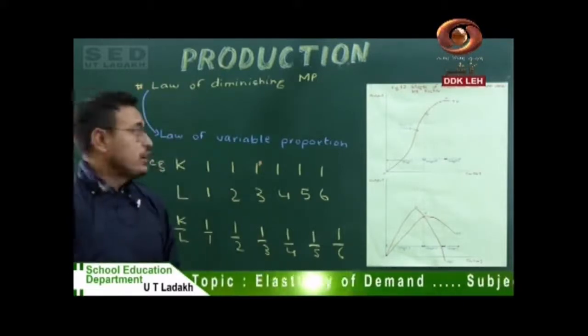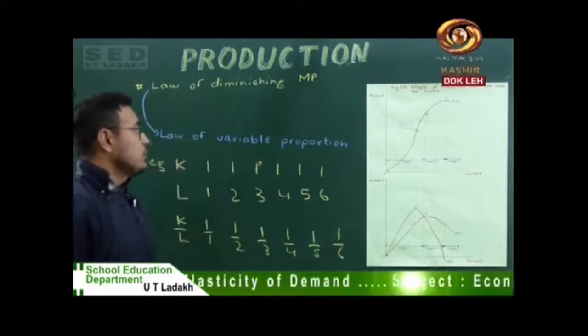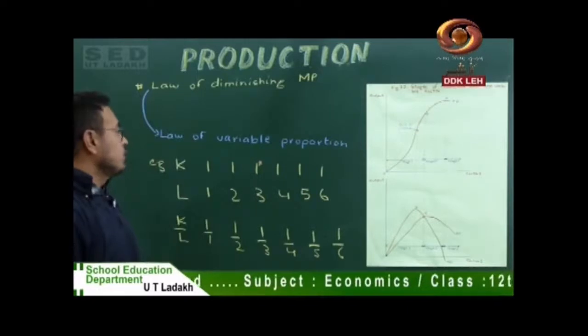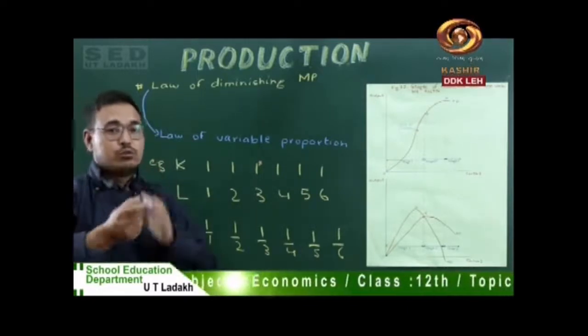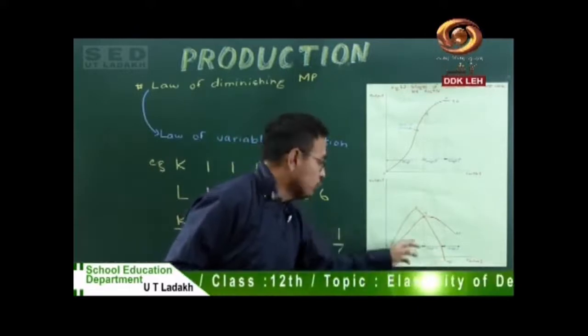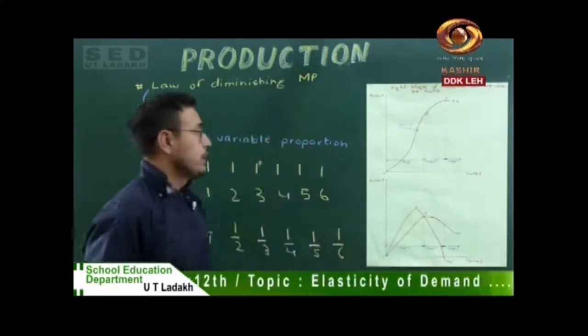So whenever you have such a question, whenever there is an explanation to be given for the law of diminishing marginal productivity of labor, you can also use the law of variable proportion, because the two are related, and you can use this particular inverted U-shaped MP curve to explain it.